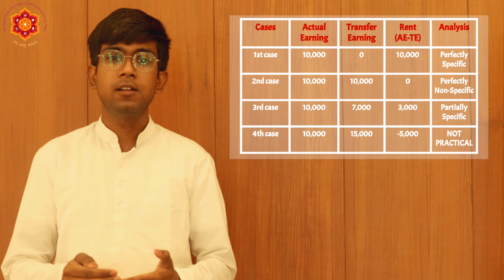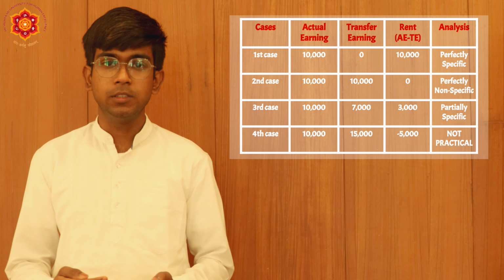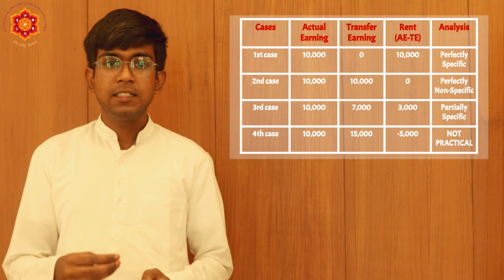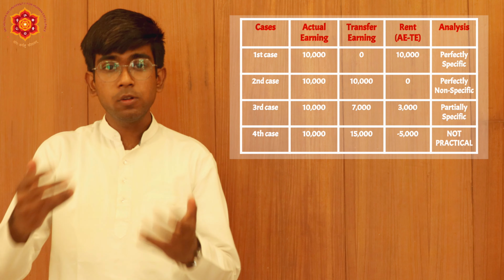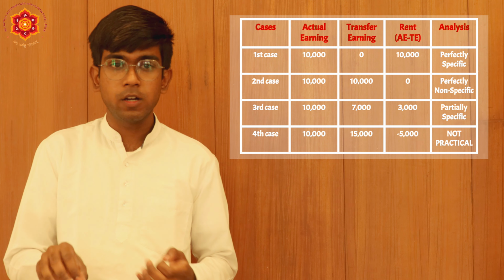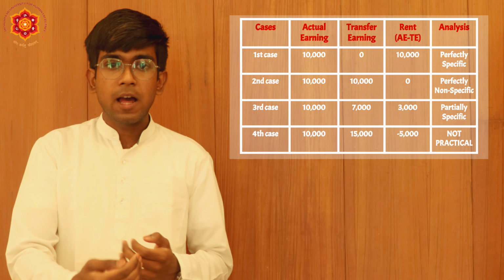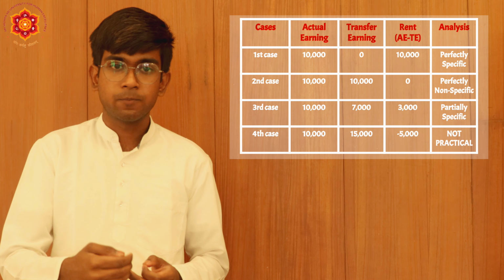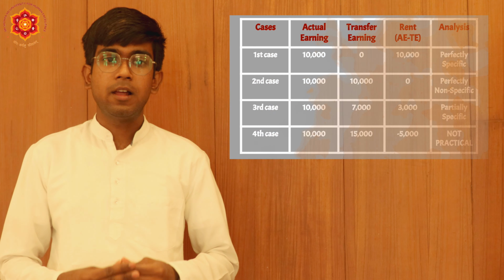In this case the employee has been paid a rent of 3,000 rupees. In the fourth case we can see that the transfer earning is more than the actual earning. So in this case the employee will not work and will change his job, and then his transfer earning will become his actual earning. I hope this example helped you in understanding the factors of production.